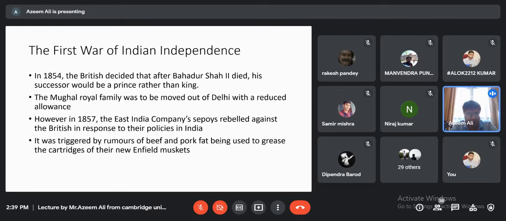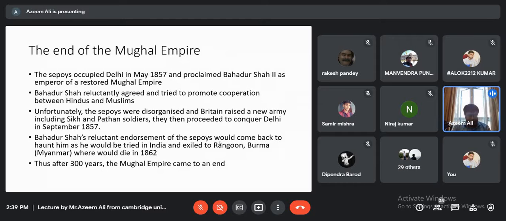But before these plans could be enacted, in 1857, the East India Company sepoys rebelled against Britain in response to their policies in India, and it was triggered by rumours of beef and pork fat being used to grease the cartridges of their new Enfield muskets. The sepoys occupied Delhi in May 1857 and proclaimed Bahadur Shah II as the emperor of the restored Mughal Empire. Bahadur Shah reluctantly agreed and tried to promote cooperation between Hindus and Muslims.